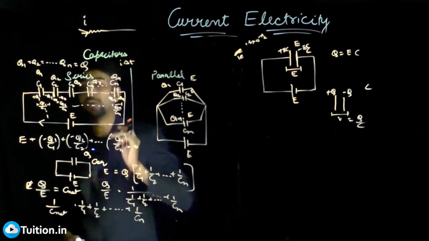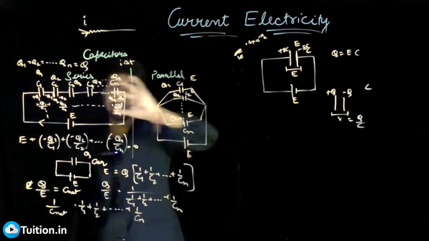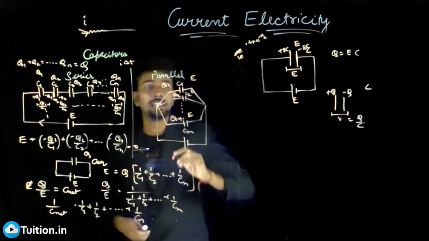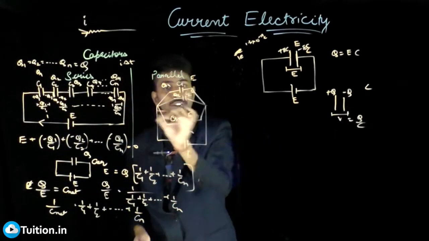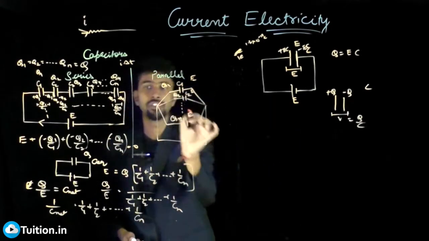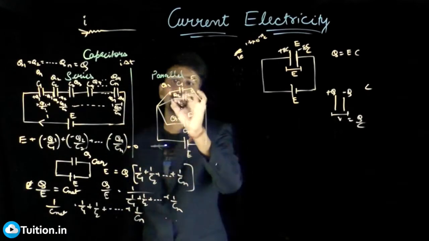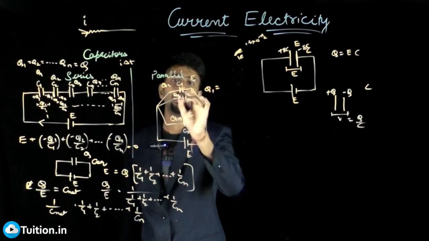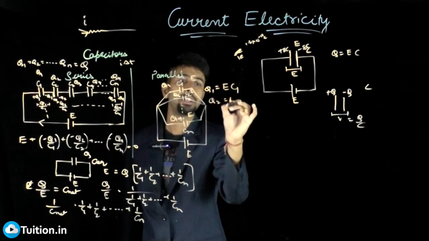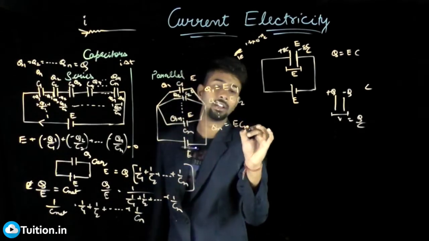The only difference is, in the case of resistors, the current in series is the same. In the case of capacitors, two capacitors in series will have the same charge. Two resistors in parallel will have different currents, but in the case of capacitors, two capacitors in parallel have different charges. So understand this difference. Now I can say that Q1 is nothing but E times C1, Q2 is nothing but E times C2, similarly Qn is nothing but E times Cn, right?